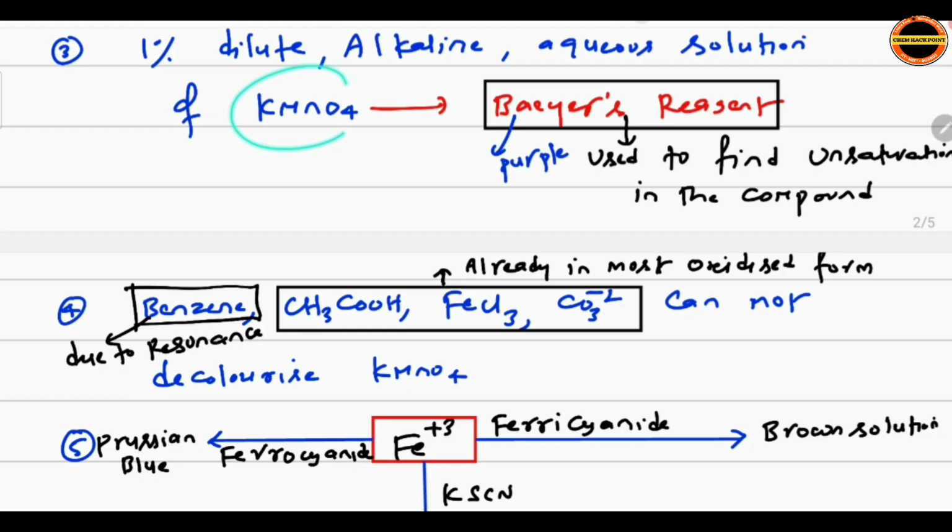As KMnO4 acts as an oxidizing agent, it can oxidize unsaturated compounds. Even a few compounds that are not unsaturated, if there is any chance of oxidation, can be oxidized by KMnO4. But these three compounds cannot be oxidized or decolorize KMnO4 because they are in the most oxidized form. Carbon +4 is the highest state, iron +3 is the highest state, and acetic acid is the most oxidized form, that is, carboxylic acid. Even benzene cannot decolorize KMnO4, because due to resonance these double bonds cannot participate in a reaction with Bayer's reagent. Okay, next.